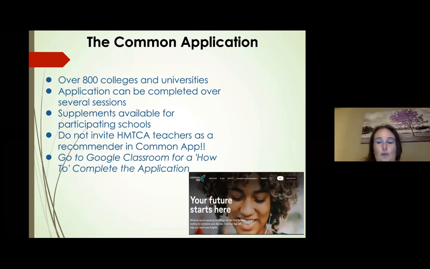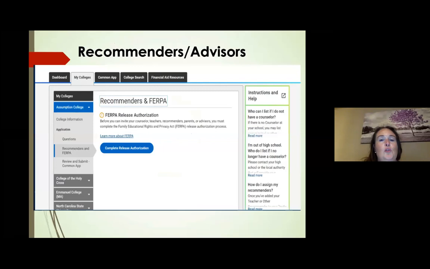Alrighty, moving on. This is what you'll notice when you log into the Common App. You'll notice those 5 tabs up at the top. On the dashboard tab, you will list all the colleges you're applying to. So you'll see all the colleges. If you go to the My Colleges tab, you notice on the left-hand side that this student is applying to Assumption, College of the Holy Cross, Emmanuel, and so forth.